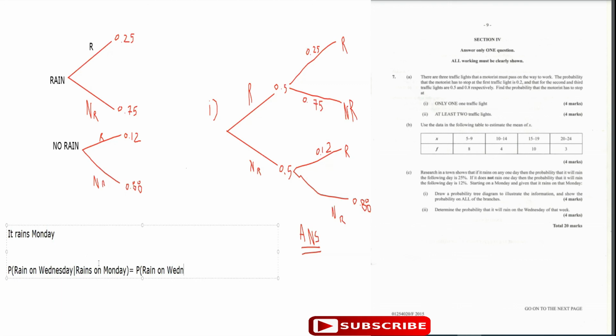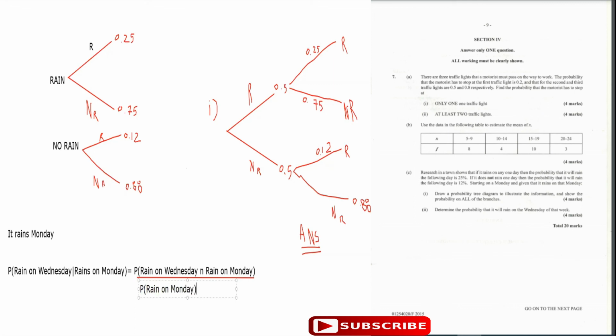The probability of A given B is equal to the probability of A intersect B, divided by the probability of B, the probability that it rains on Monday.